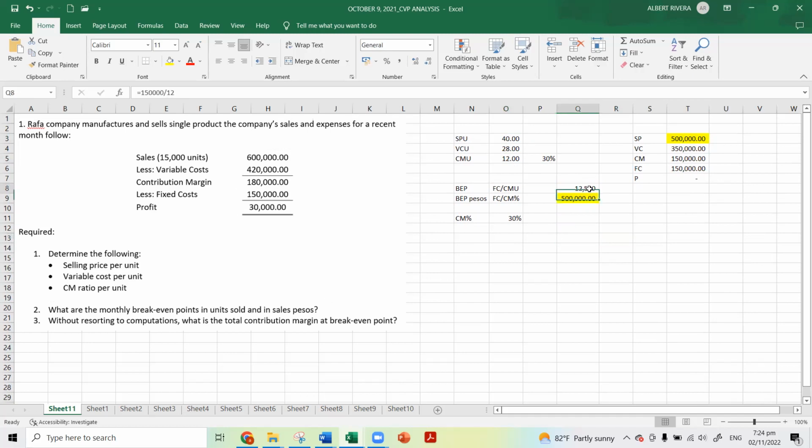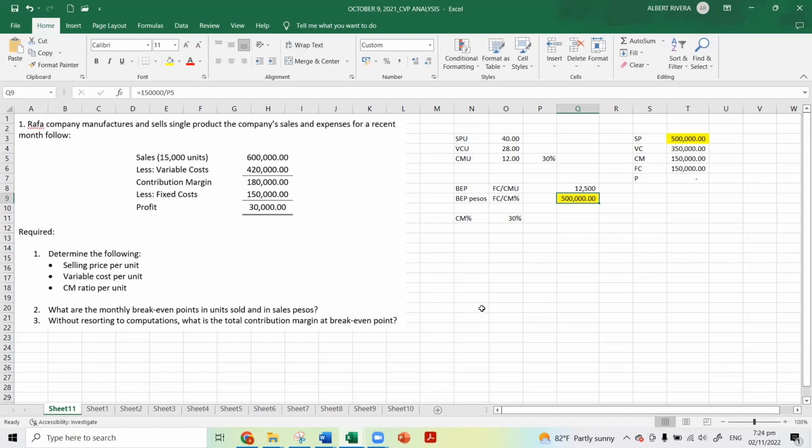That should be 12,500 units. That is the break-even point in units, and the break-even sales here is 500,000 pesos. So the last problem here: without resorting to computation, what is the total contribution margin at break-even point?